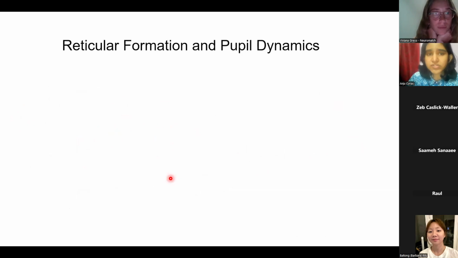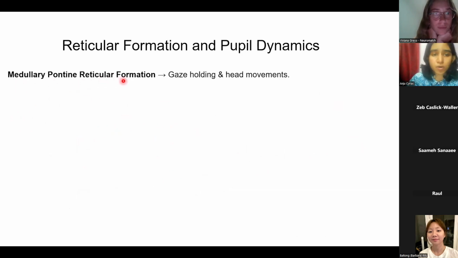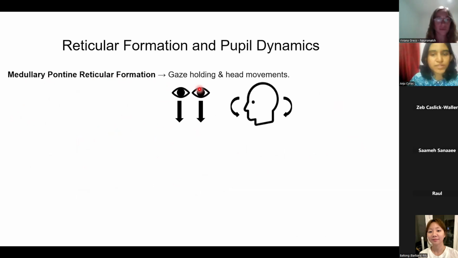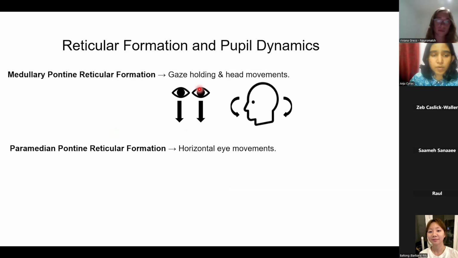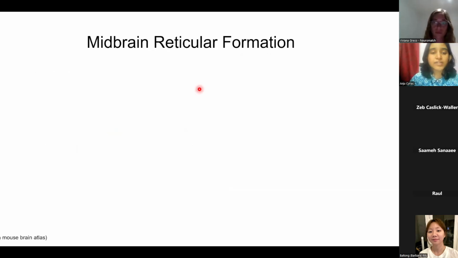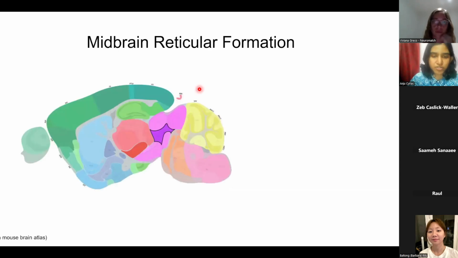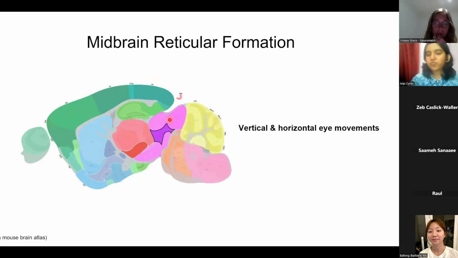There are several regions in reticular formation that are involved in pupil dynamics, one being the medullary pontine reticular formation, which is involved in gaze holding and also head movements. Then there is the paramedian pontine reticular formation, which is involved in horizontal eye movements. And then there is the midbrain reticular formation, as in this image from the Allen Mouse Brain Atlas. This purple region is the midbrain reticular formation, and this particular region is known to be involved in vertical and horizontal eye movements.